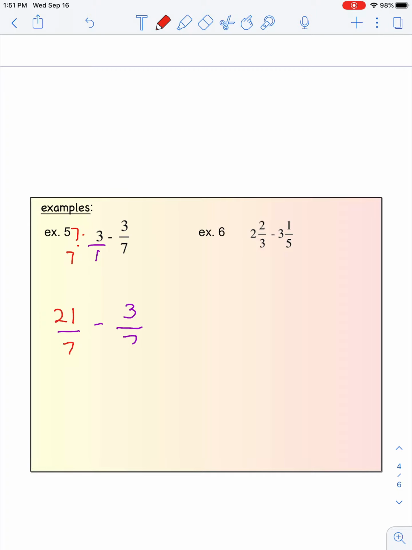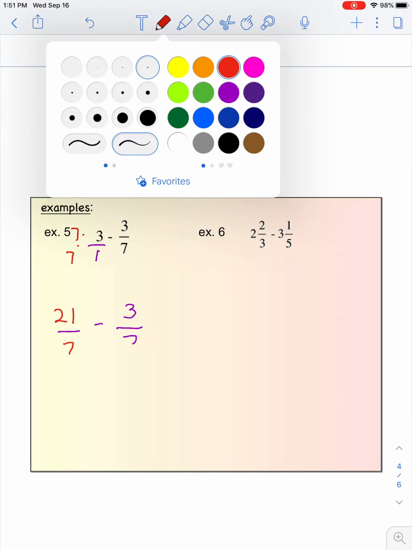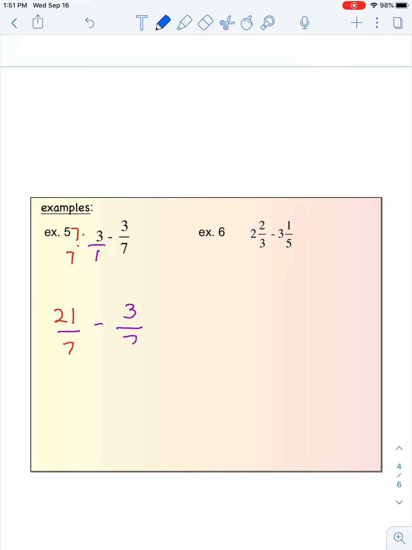Sometimes you have to change both fractions, like in the last example, and sometimes only one. So now I can go ahead and subtract. 21 minus 3 would give me 18. And then we keep the same denominator, 18/7. Again, I can't reduce that. There's no number that goes into both 7 and 18 besides 1 that I could reduce by. So let's look at this second example.